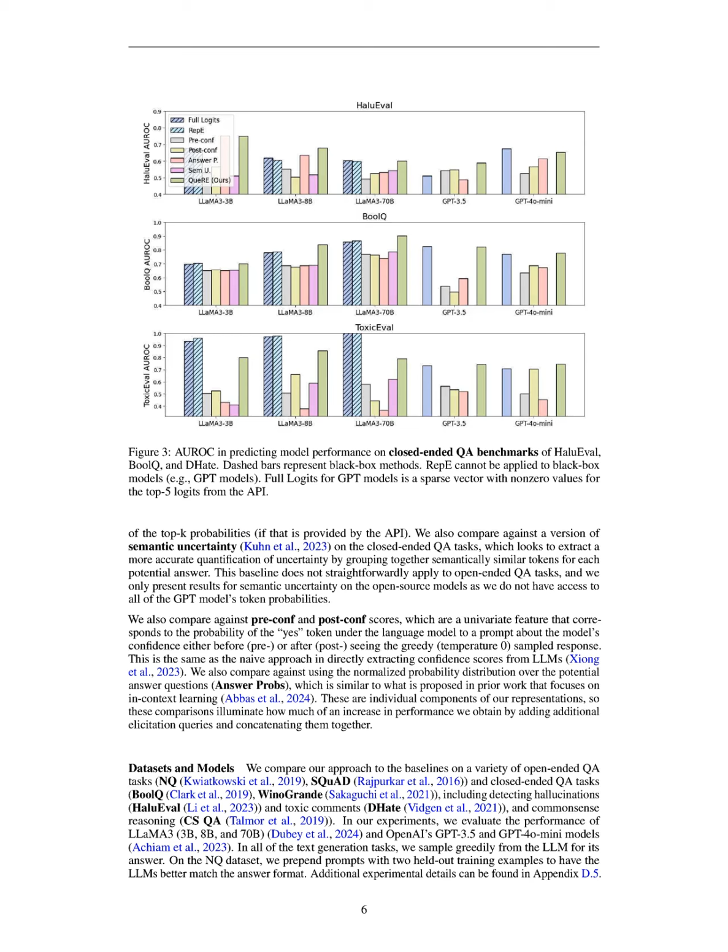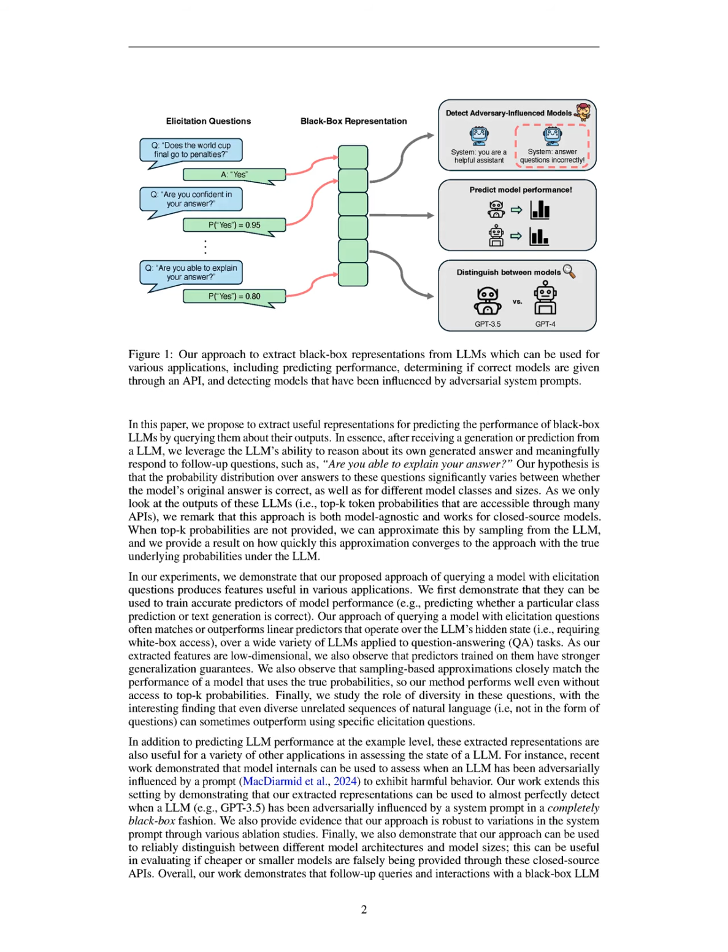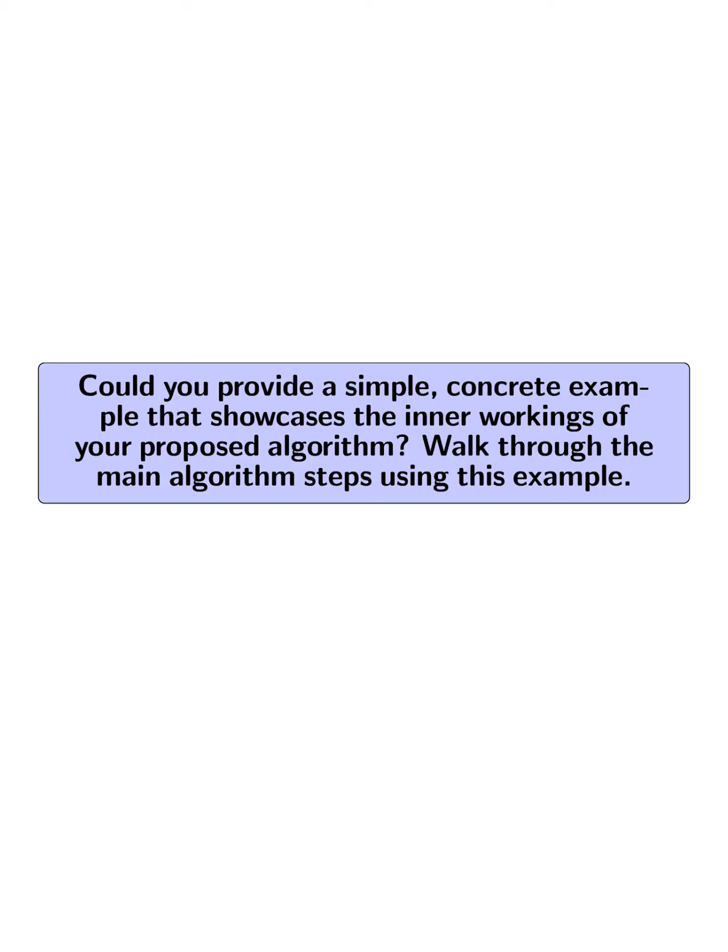Next, we construct a feature vector based on the LLM's responses to these questions, specifically focusing on the probability of the model responding yes to each question, which is concatenated with pre- and post-confidence scores and the distribution over possible answers. Finally, we train a linear predictor using this feature vector to predict the correctness of the LLM's original answer, demonstrating that our method can effectively predict model performance and detect adversarial influences, all while operating in a completely black box manner.